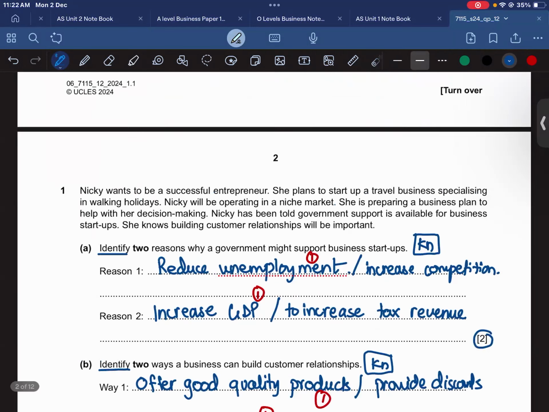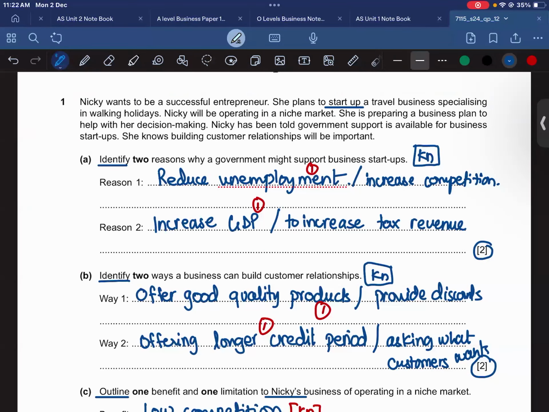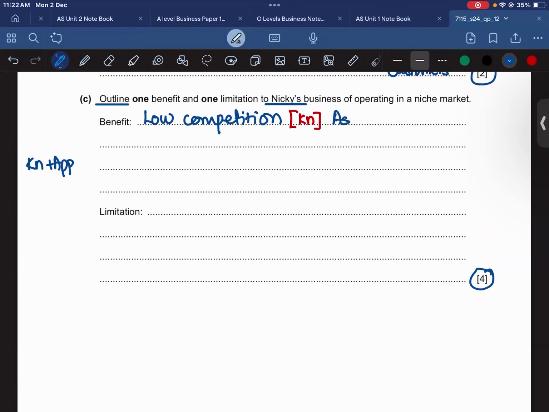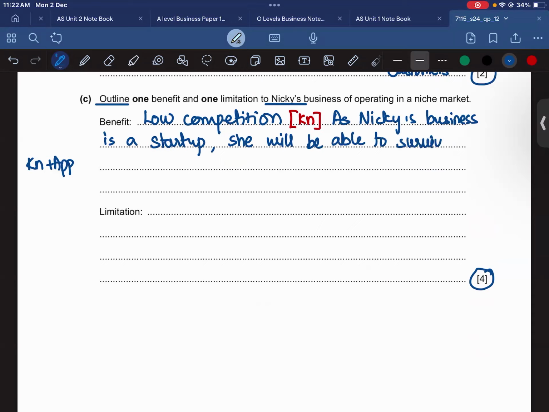And now you have to link your answer to the case study. So as it is a startup business, you can write that Nikki's business is a startup, she will be able to survive in the niche market due to the low competition.